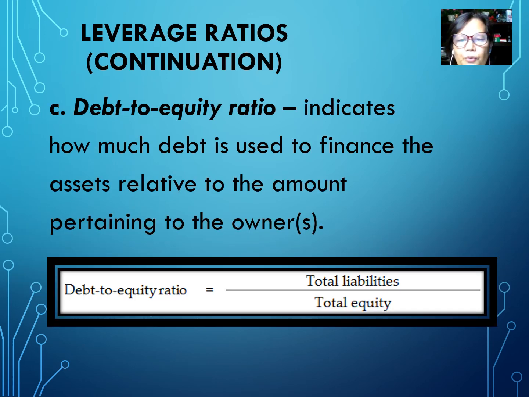Then, debt to equity, ito naman, this indicates how much debt is used to finance the assets relative to the amount pertaining to the owners. So, the formula is total liabilities over total equity. And that is debt to equity ratio. Ano ba ang relasyon ng dalawang ito sa kabuuang asset? Okay?